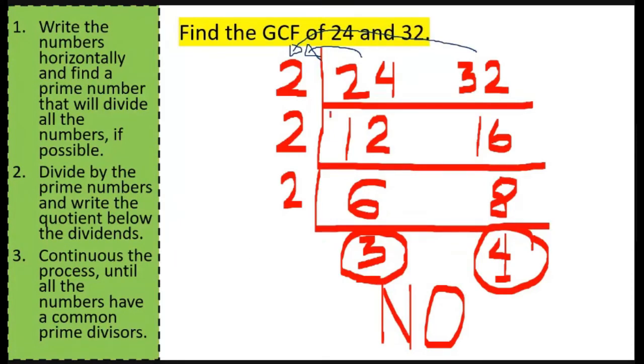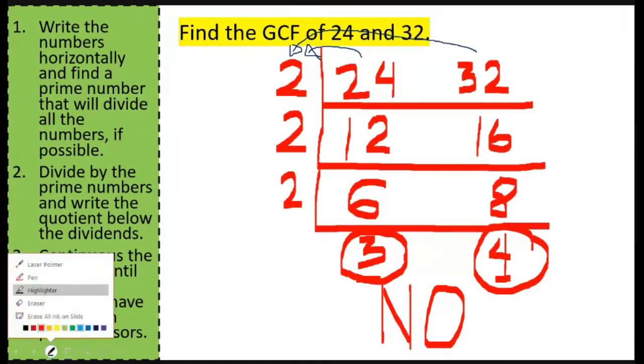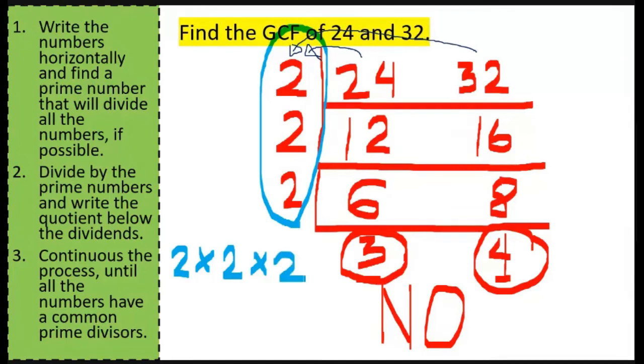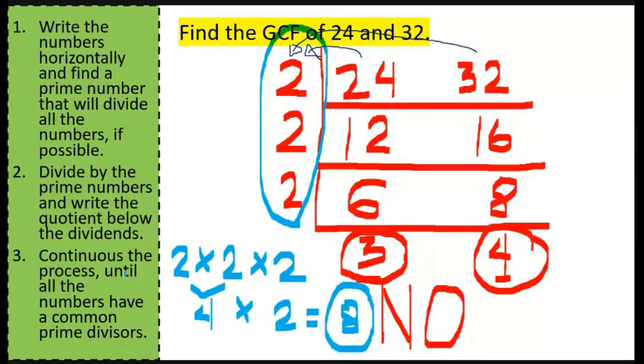And then, you're going now to multiply. Ma'am, ano pong i-multiply? Ito, 3. So, meron kang 2 times 2 times 2. So 2 times 2 is 4, times 2 is 8. So the GCF here is 8. Okay. So madali lang, di ba?